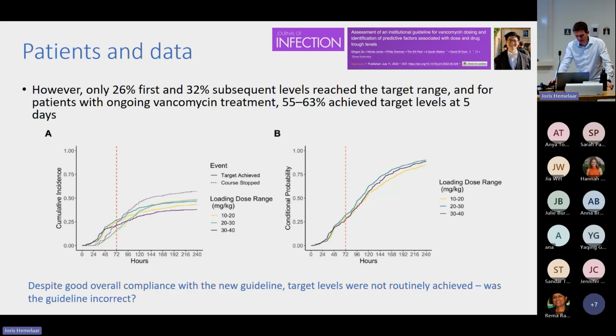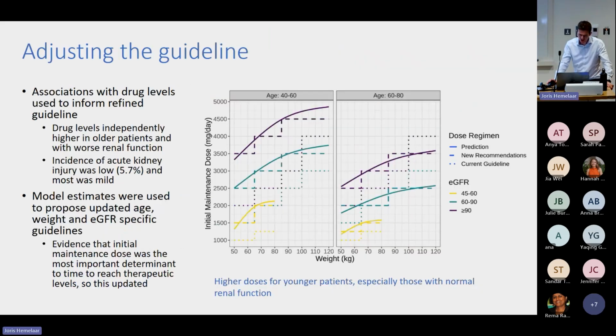And so this really then made us think, well, did we get it right with the new guideline that we wrote? Or were we failing to dose people appropriately? And so what we were able to do is use the models here to come up with a recommendation about how to improve the dosing of vancomycin. So we could see that drug levels were independently higher in older patients than those with worse renal function, which probably meant that we needed to give more antibiotics to younger patients.